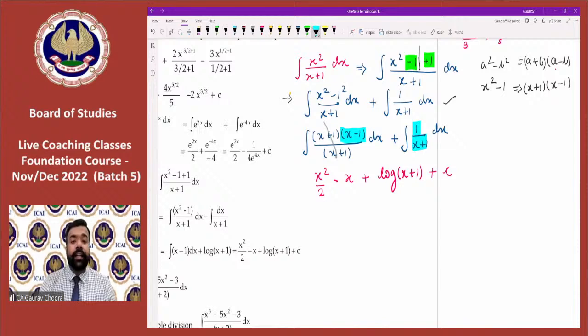Now we have to integrate x. So the integration of x is x squared by 2. Integration of minus 1 is minus x. Then for the integration of 1 by x plus 1, we have to use log. So log of x plus 1. And at last, adding the constant. So this is the final result. All right.